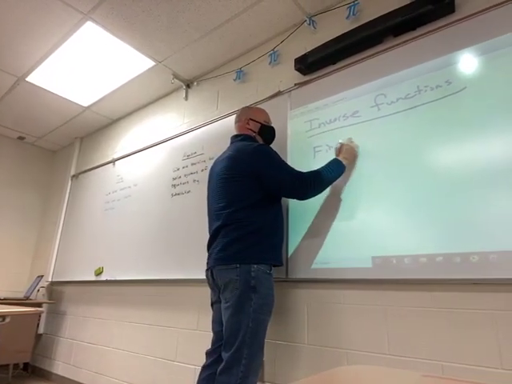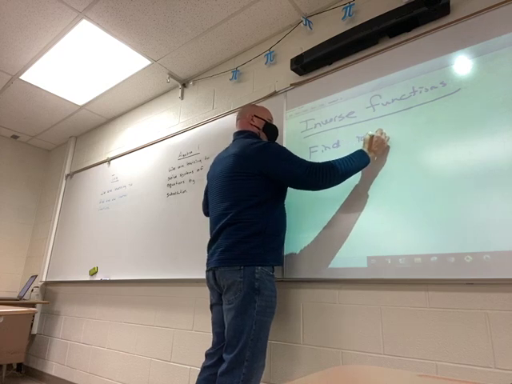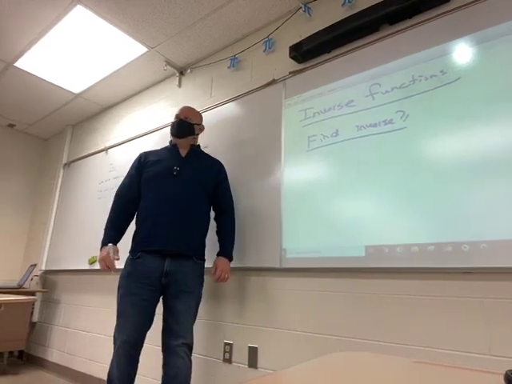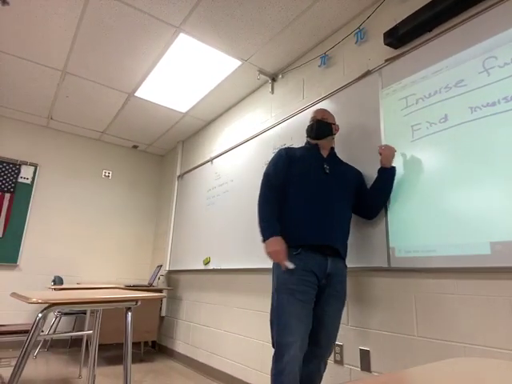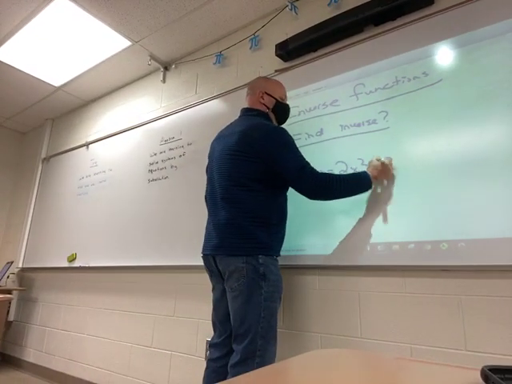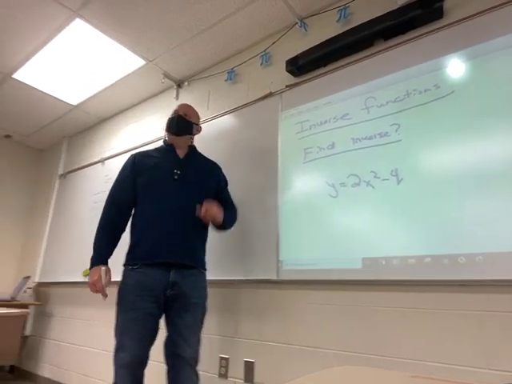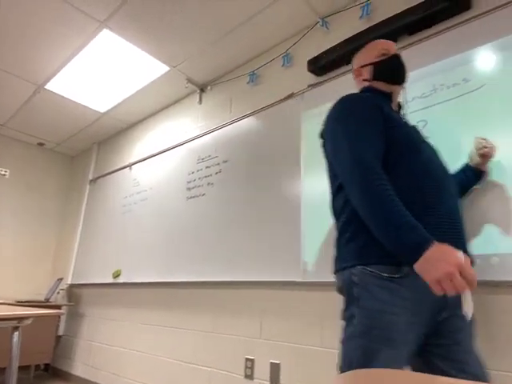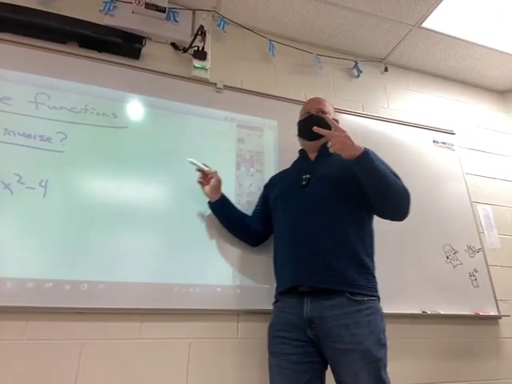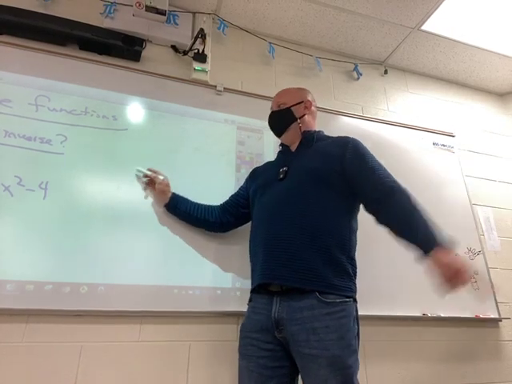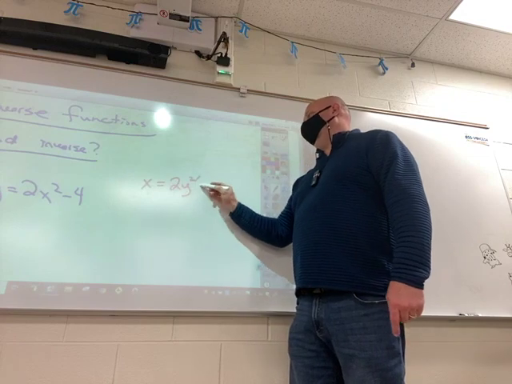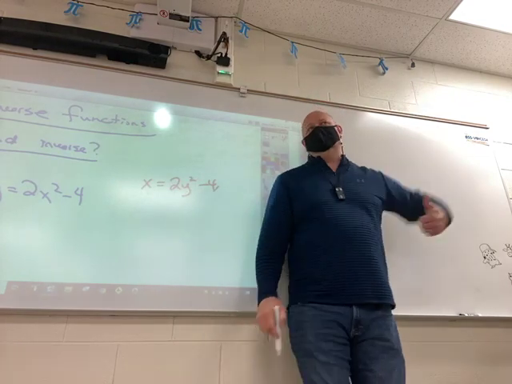First thing we got to figure out. How do you find an inverse function? Gentlemen, how do you find an inverse function? If I give you y equals 2x squared minus 4 and say, what is the inverse function to that? There's a two-step process. Does anybody remember the two-step process to find the inverse? You rewrite it, but you switch the x and the y. So you write x equals 2y squared minus 4. So step 1 is you swap the x and the y.